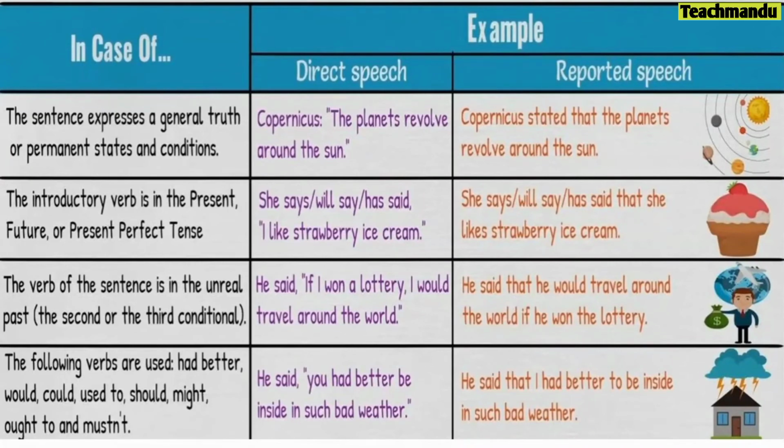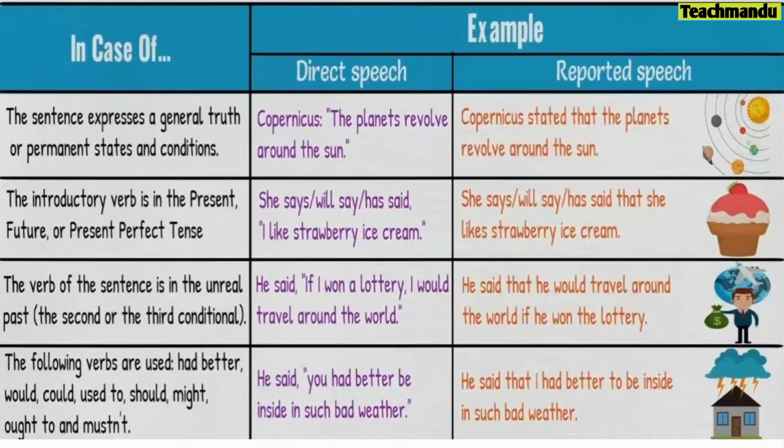Next, if the verb starts with verb 5 form, a simple future or present perfect, right? In that way, we don't change the tense of the sentence. For example, she says, or she will say, or she has said, "I like strawberry ice cream." She will say that she likes strawberry ice cream. Only the pronoun will be changed. Other things won't be changed.